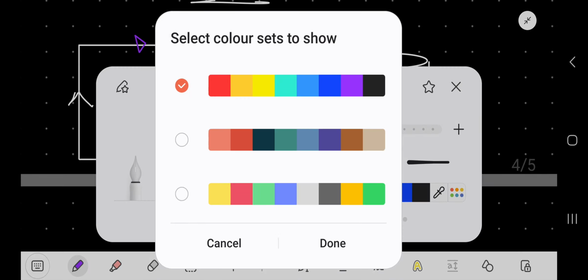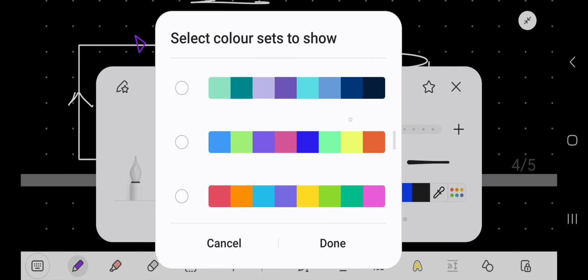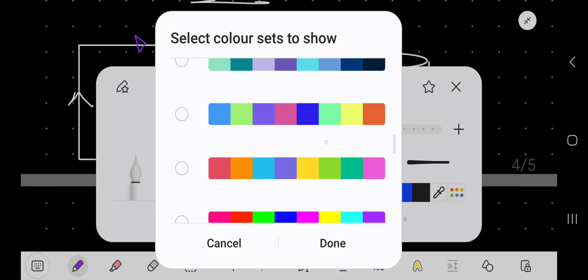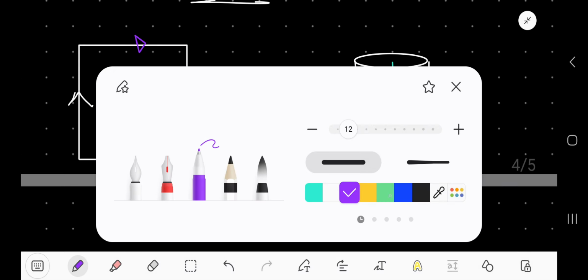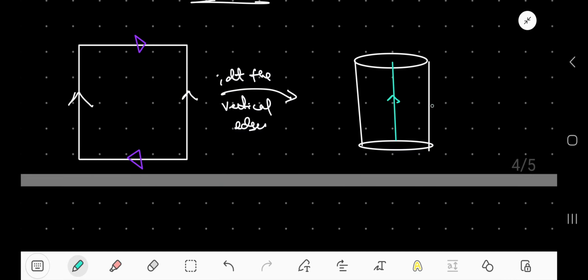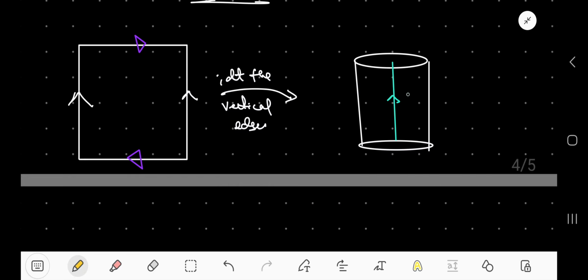So let me just change this color a bit. I want a lighter shade. Yeah, this is a bit of a problem. Yeah, I guess this will do. One second guys, one second. Yeah, okay. So I have this sort of an orientation. I have this here and this here, right? This here.